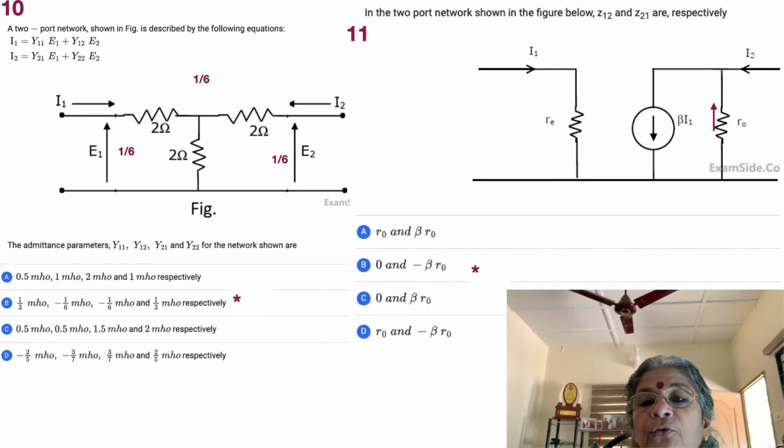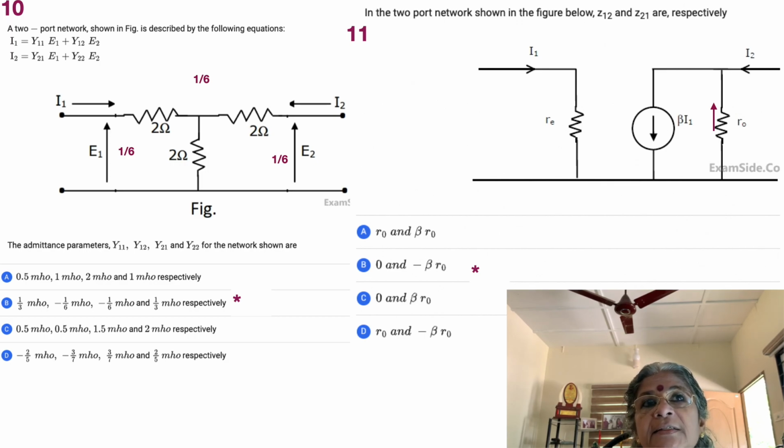Problem number 11. It looks like a transistor circuit with beta values, emitter resistance, collector resistance, etc. given, but we want to find the two-port network. So the circuit is something else, but we are expressing it in terms of Z parameters. This is exactly what I told you earlier: what matters is what the circuit conveys, not the circuit itself.